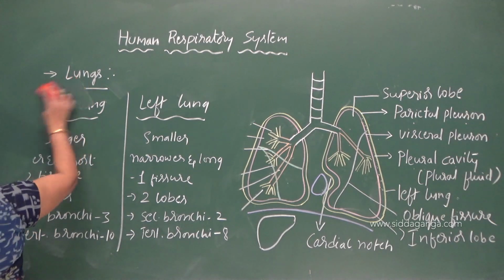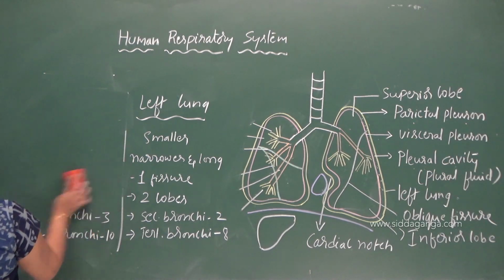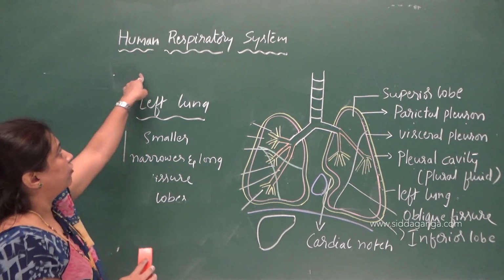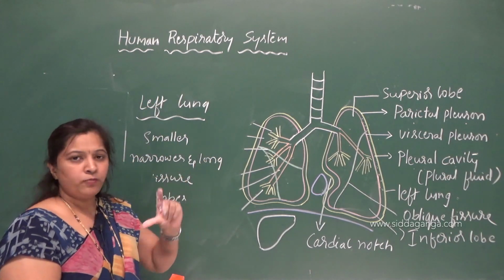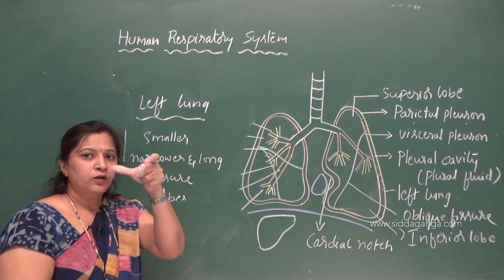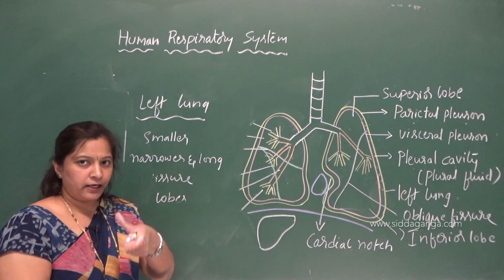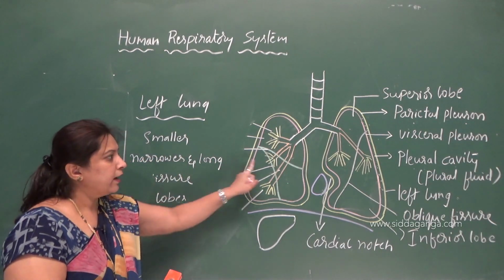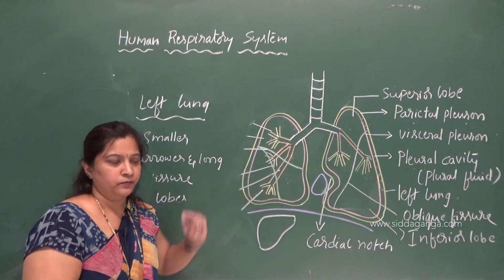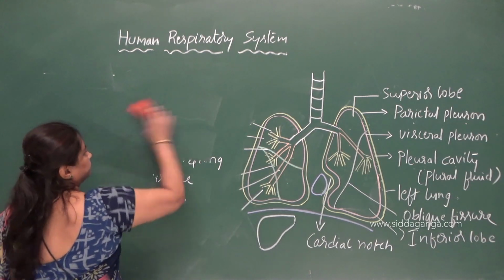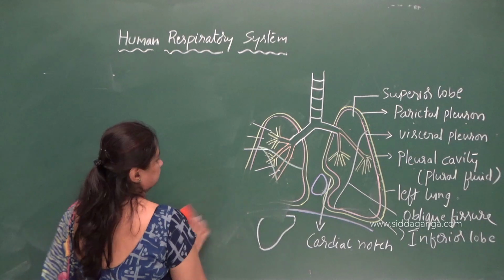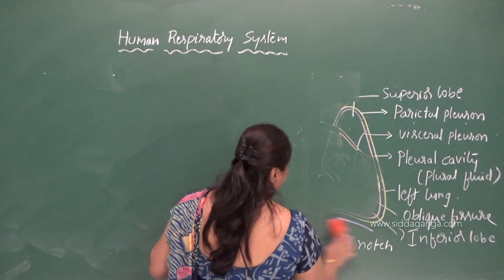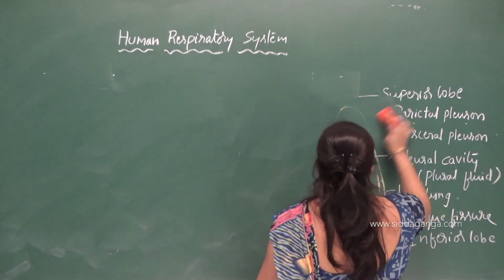Then let us discuss the mechanism of respiration. So this completes the structure of the human respiratory system. The human respiratory system consists of the respiratory tract, that is the respiratory passage that begins with the external nostrils and ends in the alveoli, and a pair of lungs. Now we will move on to the mechanism of respiration.